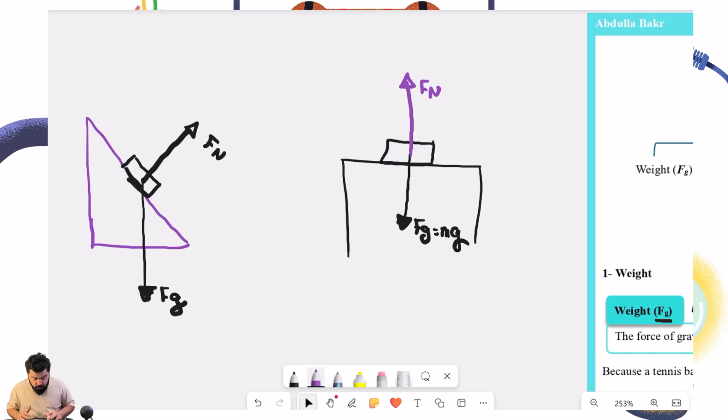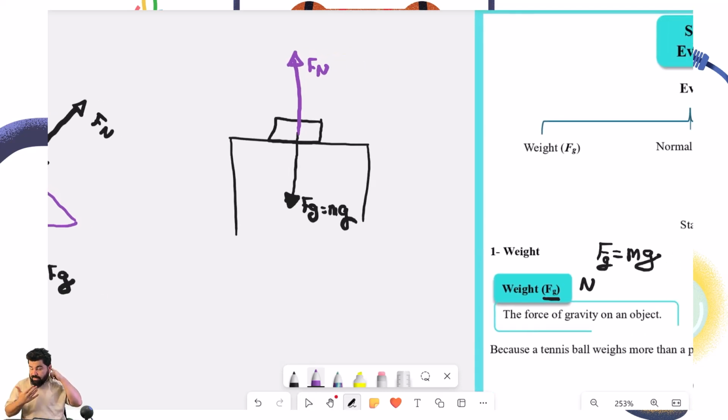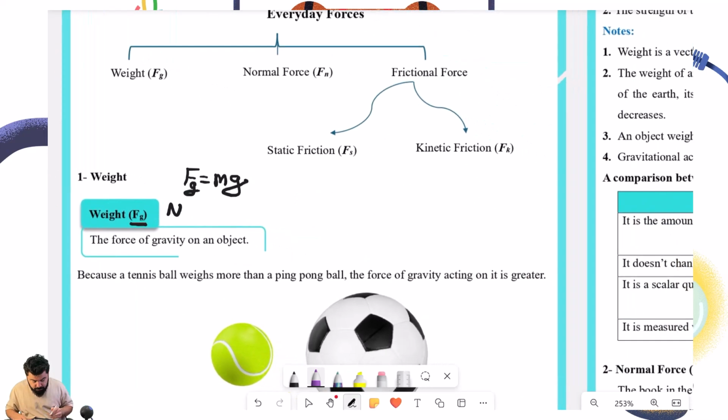Now, we also have friction. Of course, when you have 2 objects sliding over each other, we have friction. Friction is basically the opposing force. When 2 objects are sliding, we have 2 types: static friction, which we call Fs, and kinetic friction. To find Fs, we have an equation: Fs is equal to mu s multiplied by Fn. And for kinetic friction, Fk is equal to mu k multiplied by Fn. Fn can also be mg.